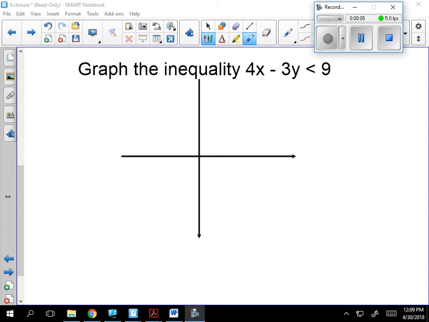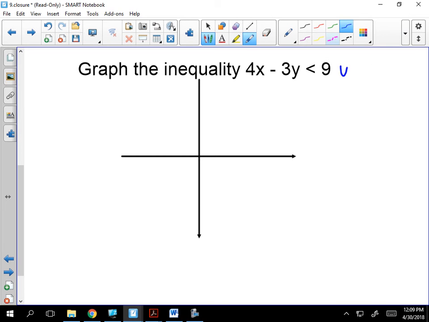This is a video on how to graph linear inequalities. Right away, I notice it's 4x minus 3y is less than 9. That really should look like y equals mx plus b, because then we can see our y-intercept and our slope right away. And if I don't make it look like that, then I don't know what my slope or my y-intercept is very easily.